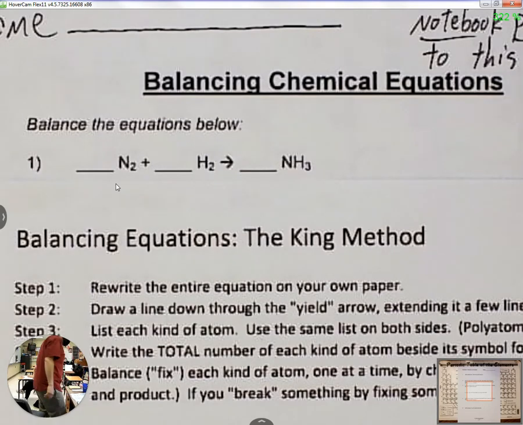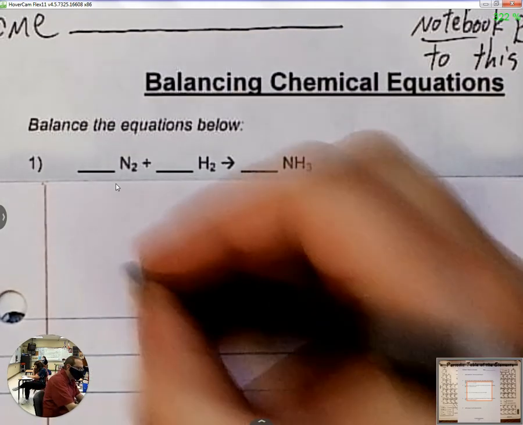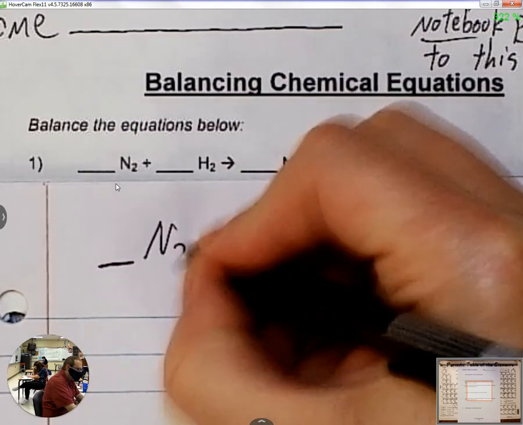And Samantha, would you please read out to us what step 1 in the King method is? Okay, so that's what we do. We're going to start with this equation. We're going to take our own paper and rewrite it exactly as it's written. Okay? Little blank out in front and everything.